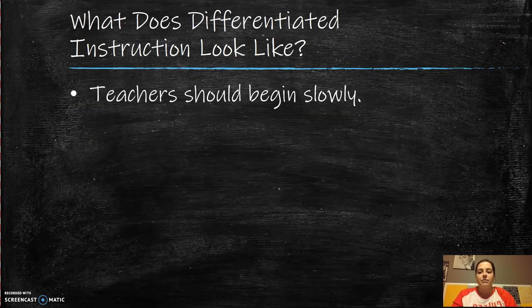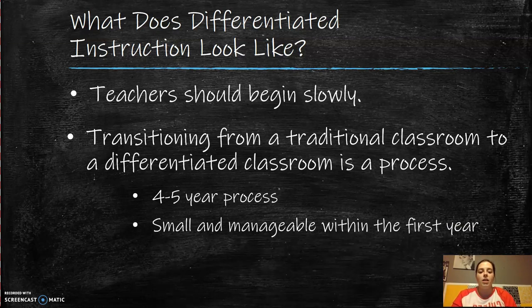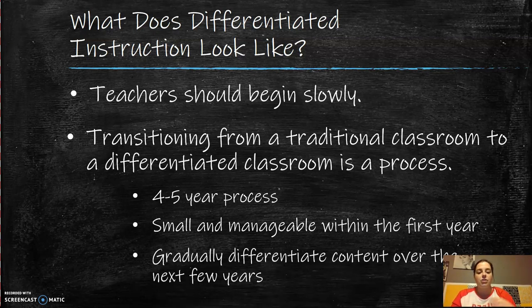Okay, so what does differentiated instruction look like? So first of all, for teachers, the process is very slow. It shouldn't all be done at once. It can take like 4 to 5 years. You do small and manageable things within that very first year. And then you just gradually, over the next few years, incorporate that differentiated instruction. And within 5 years, you should be fully ready in your classroom to provide adequate differentiated instruction.